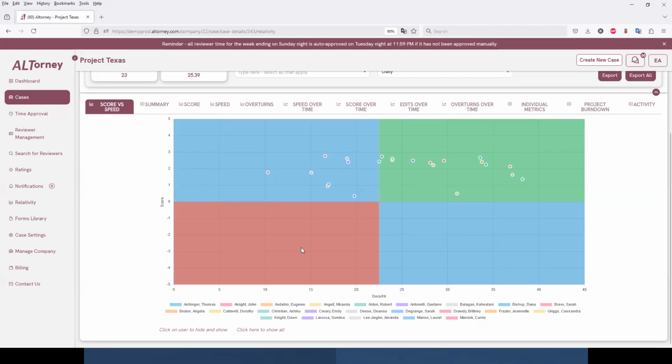When you see people who are down here in the bottom red, that's a problem, right? We have some clients that will say as soon as the reviewers are dropping into that red consistently, then they're going to replace them. Others take a more human approach and will actually talk to them, help coach them. But obviously, you do need to do what's best for the client throughout.